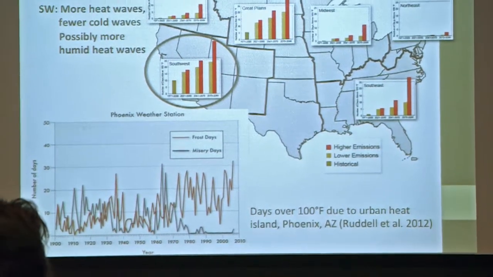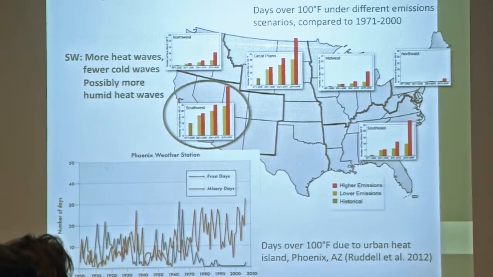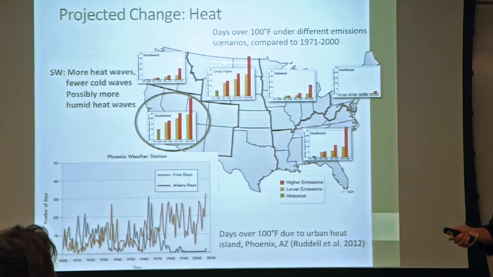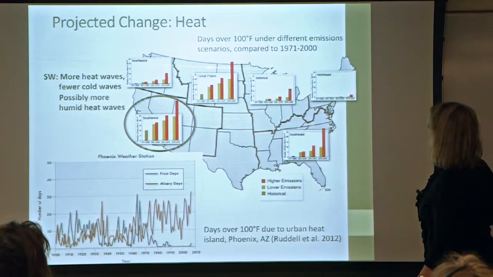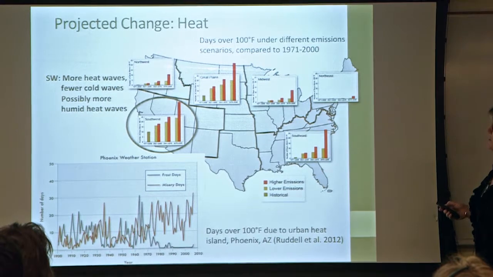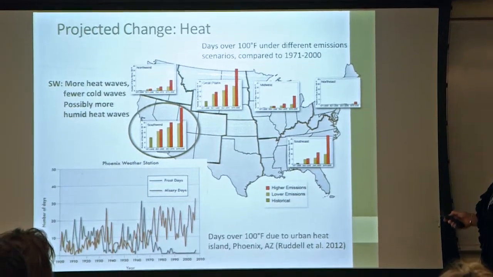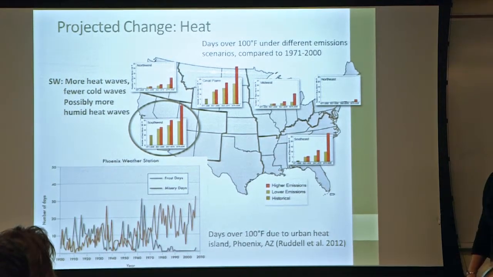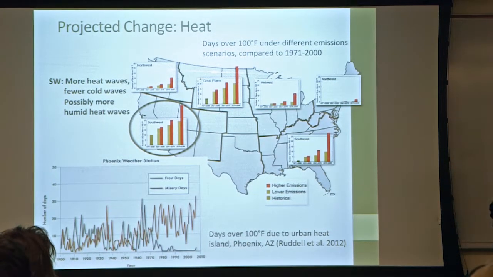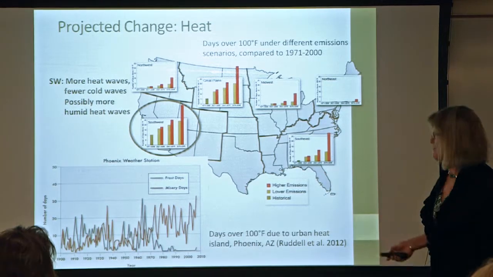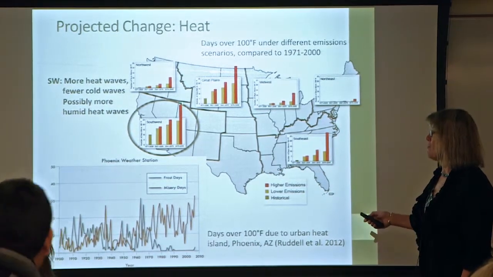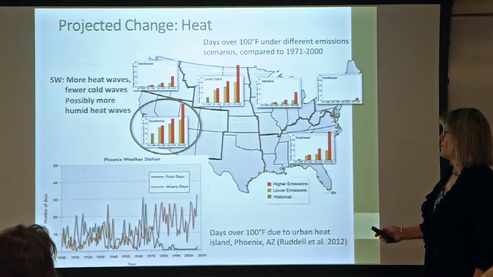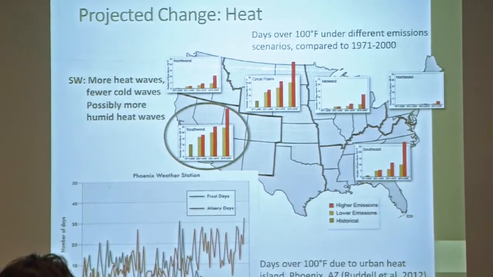Okay, so another aspect of heat is not just the mean temperature, but the extreme events. And we all know about that when we live here in Phoenix. Days over 100 degrees Fahrenheit for different emission scenarios. This is projected for the future. And all of these places are expected to see increases in the number of days over 100 degrees. Well, we already have them, right? We may have those, but we are expected to go off the chart under a higher emission scenario with respect to the number of days over 100 degrees Fahrenheit.